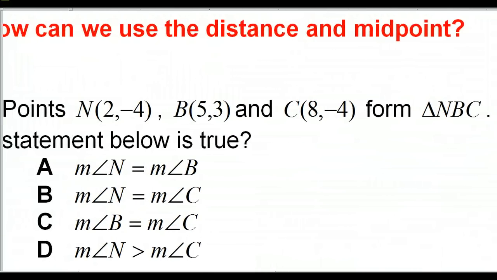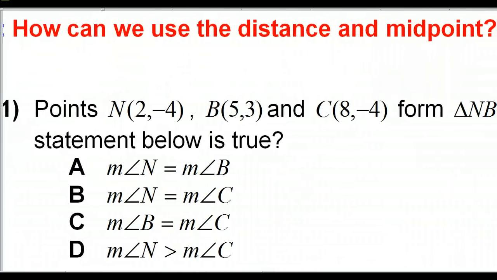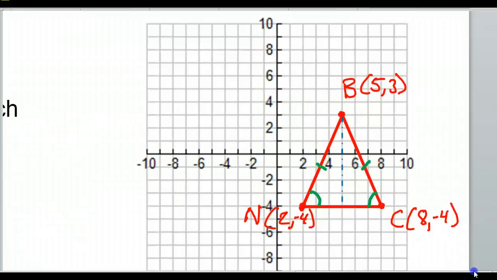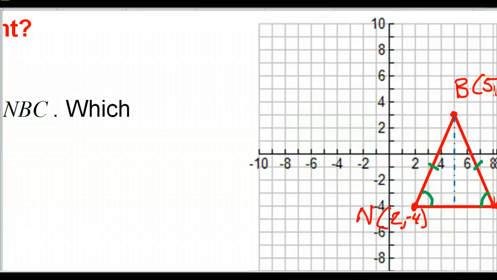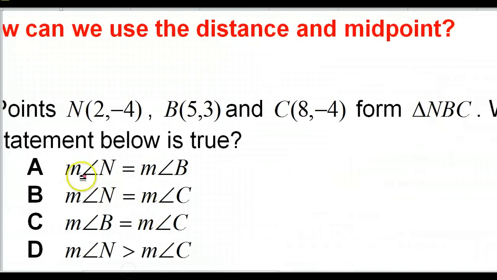So which of these statements is true? Only one of these statements is true, so we will stop when we find it. The measure of angle N is congruent to the measure of angle B. N and B. Nah. To me, angle B looks smaller than angle N, but yeah, I'd have to prove that. But anyway, they're not the same. N and C are the same, but not N and B. Okay, so no, it's not that.